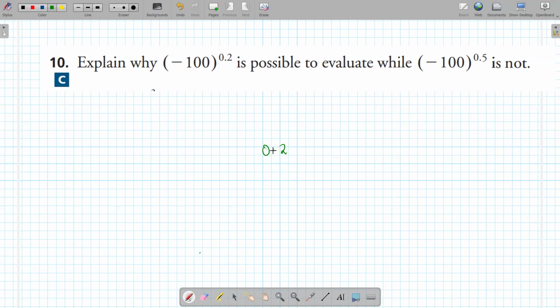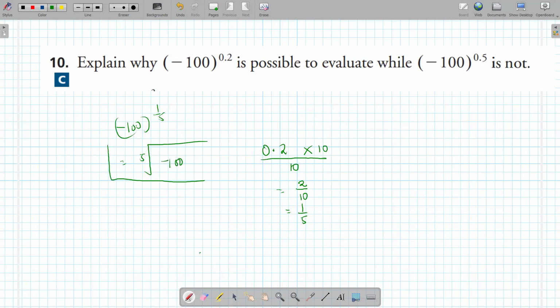How do we get rid of this decimal? What do we multiply this by? 10. So multiply it by 10. It becomes a 2. When you multiply it, you also divide it simultaneously like that. So it becomes 2 over 10, which is 1 over 5. So negative 100 to the power of 1 over 5 is the fifth root of negative 100.